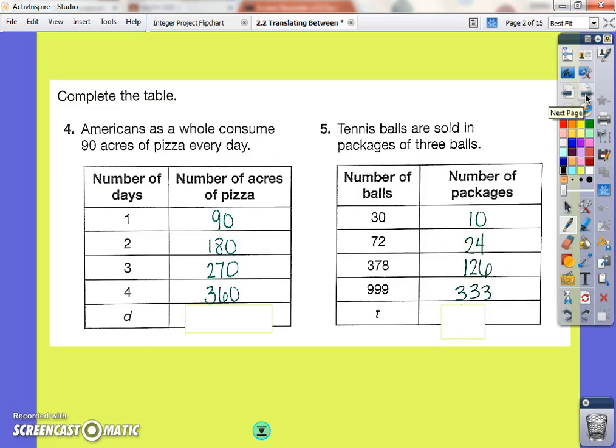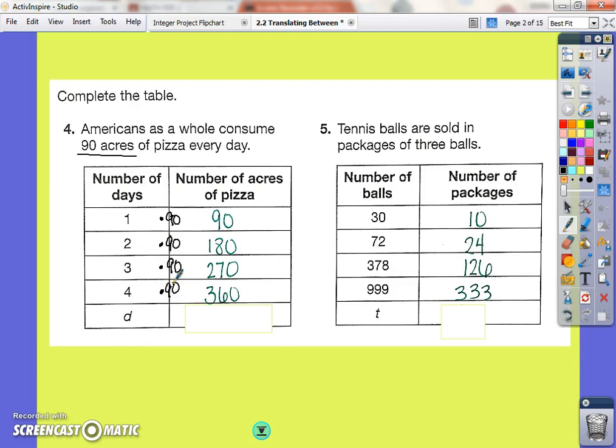Okay, so these two tables are kind of leading into our lesson today, and I know that they were a little tough for us on the homework. That's okay. So we were given some information. In number 4, we were given that Americans eat 90 acres of pizza every day. So we know that in 1 day they eat 90, in 2, 180, in 3, 270, and in 4, 360. The question is, what is the pattern here? Well, I can easily see that all I'm doing is taking the number of days and multiplying it by 90 to get the number of acres.